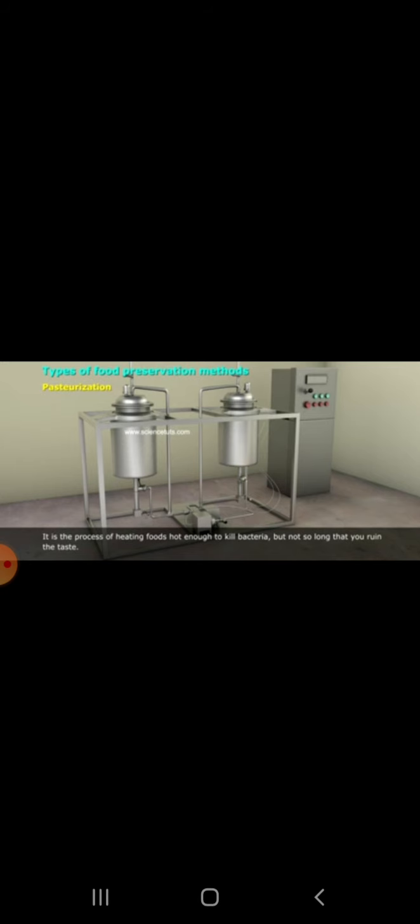Milk can be preserved by pasteurization. Not only in the food industry but in the medical field also, surgical instruments are pasteurized to kill the microorganisms. You can see here the picture of Louis Pasteur.